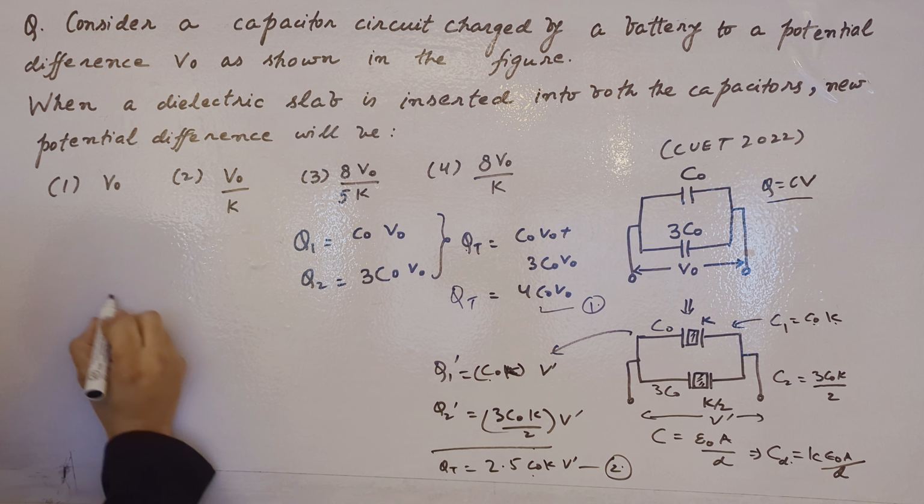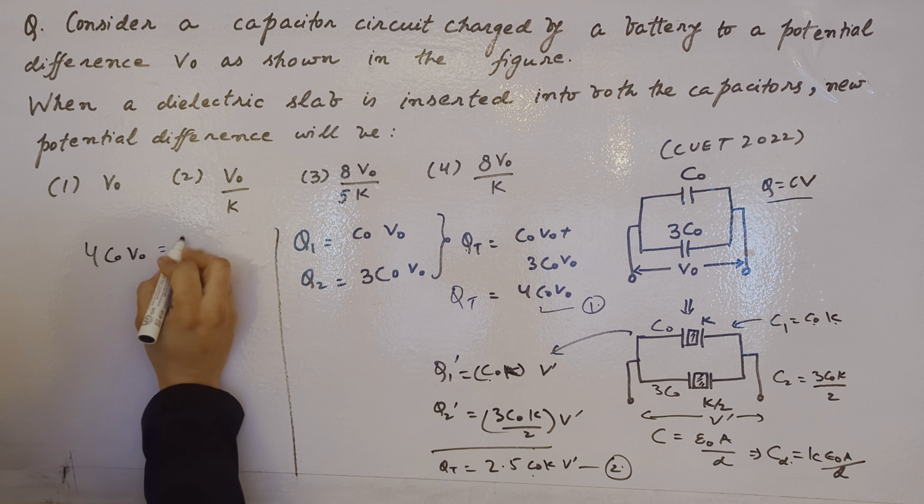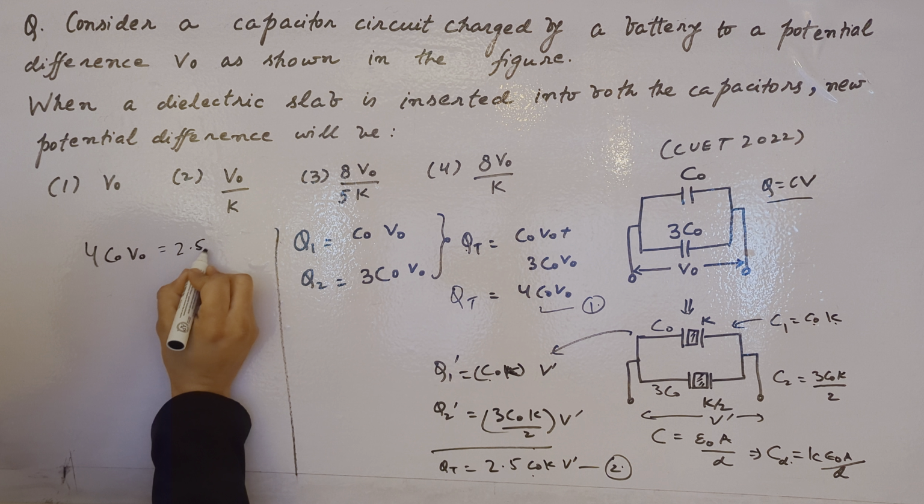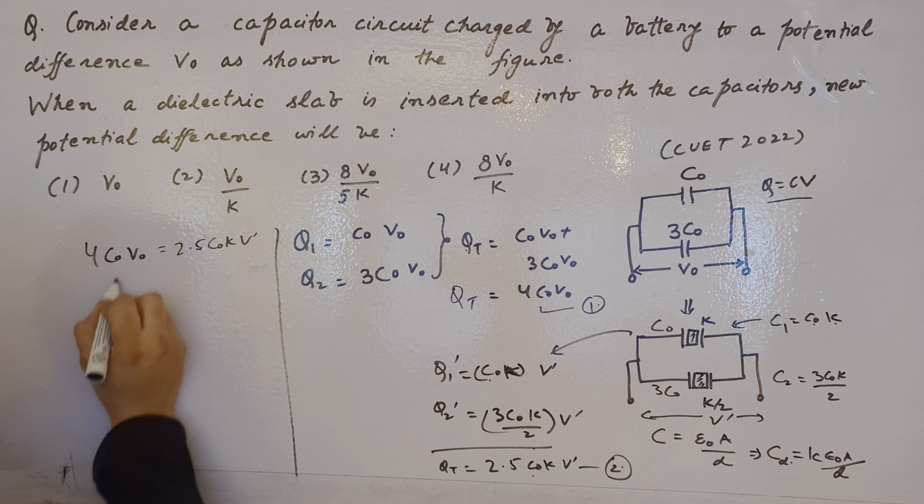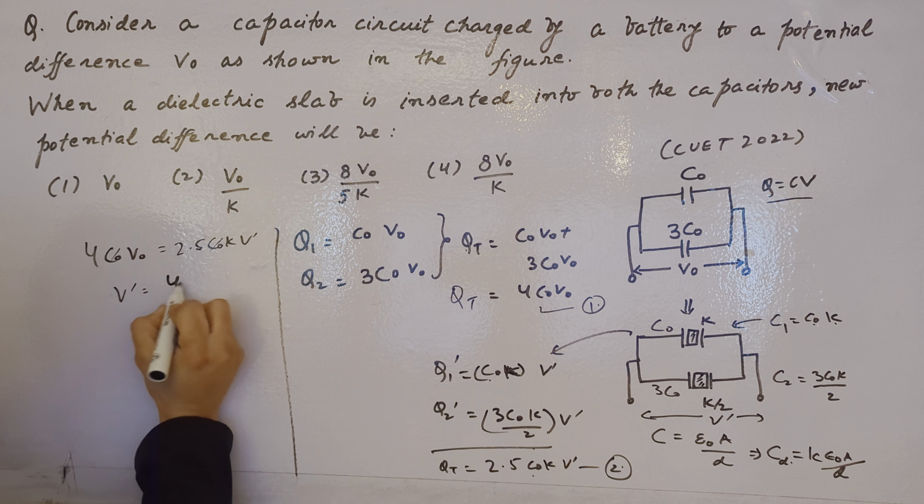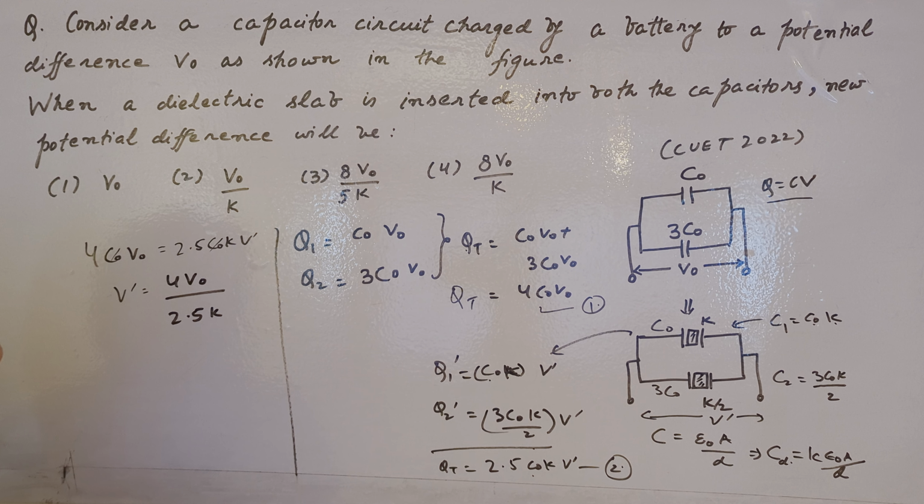So we can say that 4 C naught V naught is equal to 2.5 times C naught K V dash. So C naught cancels from both sides and V dash becomes 4 V naught upon 2.5 times K. And 2.5 can be written as 5 by 2. So this becomes 4 V naught upon 5 by 2 times K. Now this 2 goes into the numerator and we get 8 upon 5 V naught by K.